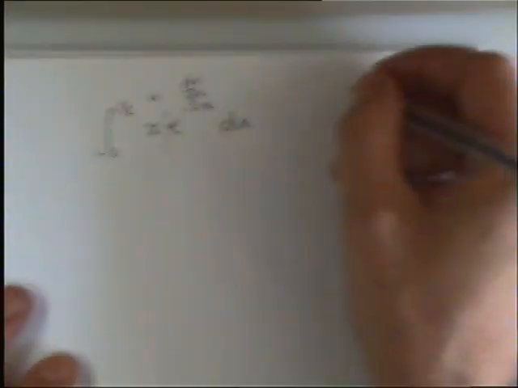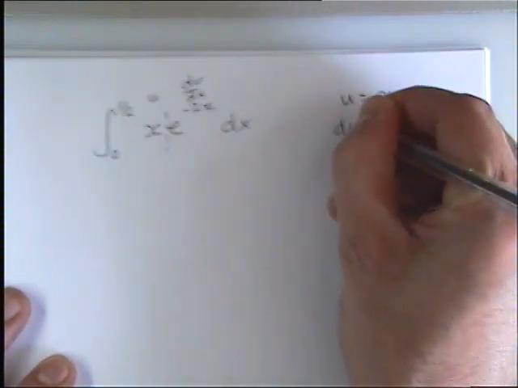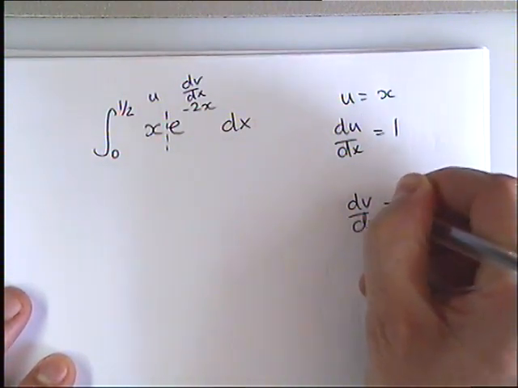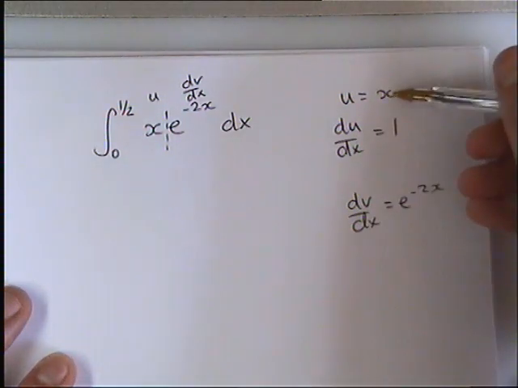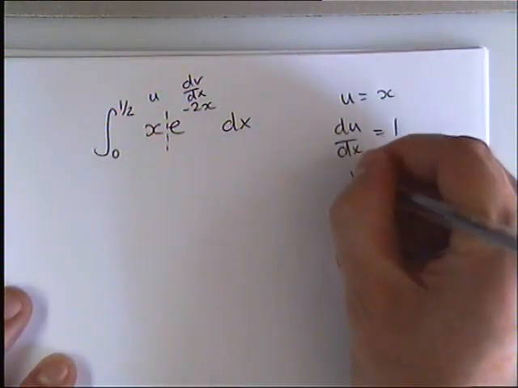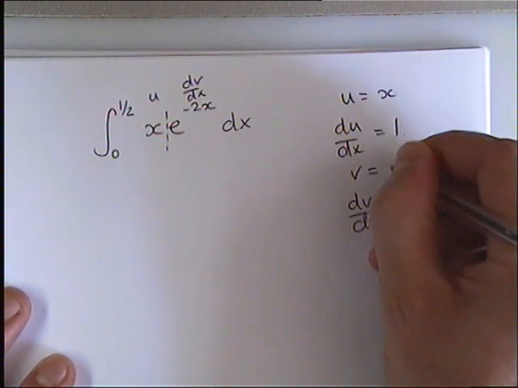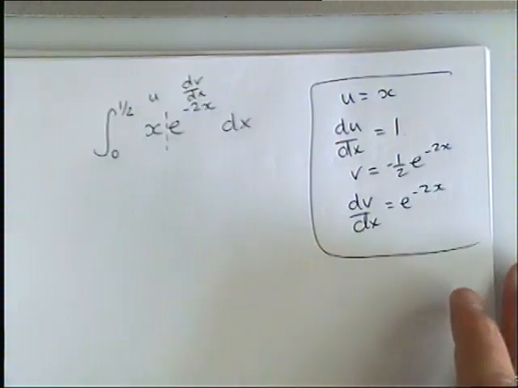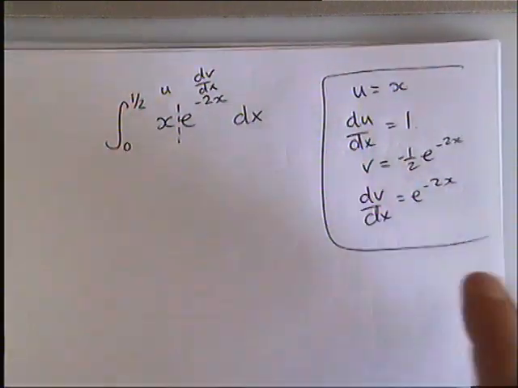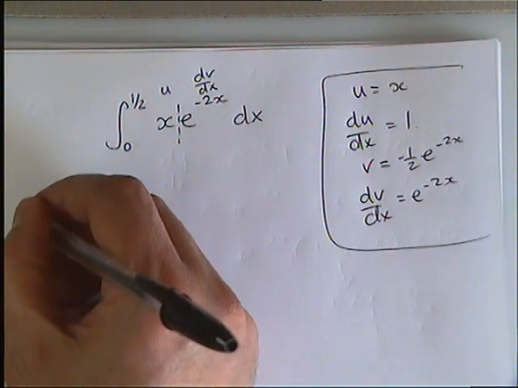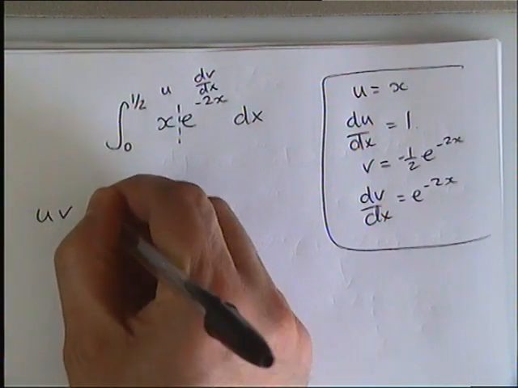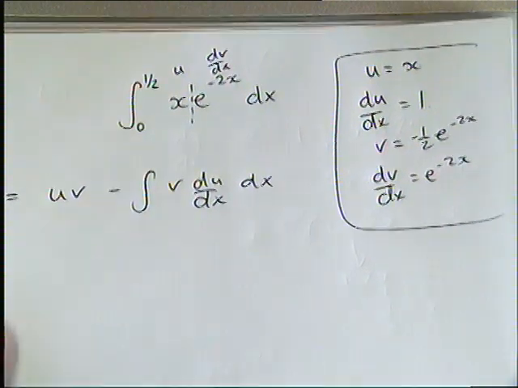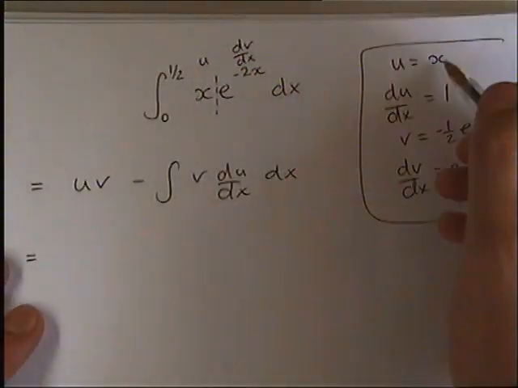And then over here in a little box, I'm going to just keep a record of all the things that I will need to do integration by parts. So you need to differentiate u, you need to integrate dv by dx. That's minus 1/2 e to the minus 2x. This box has now got everything in it that I need. So remember, our integration by parts is going to say uv minus the integral of v du by dx. We'll put some limits in there as well.